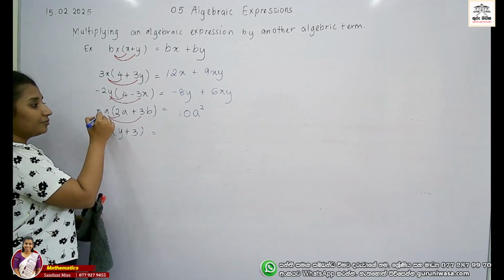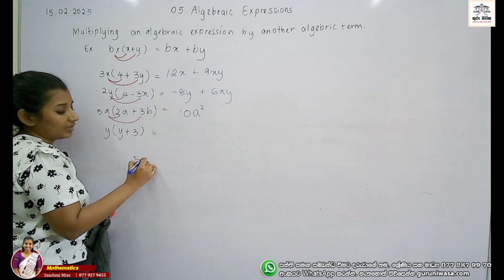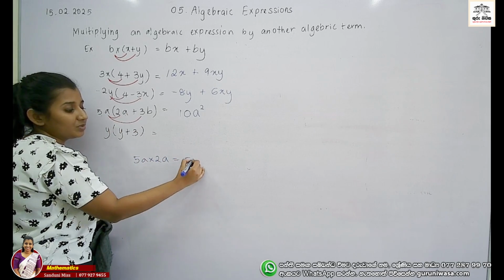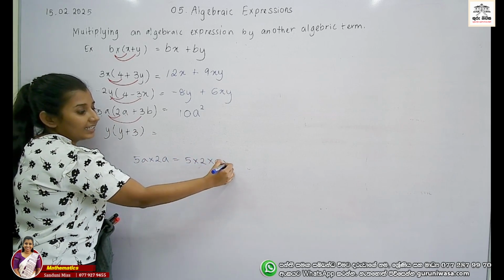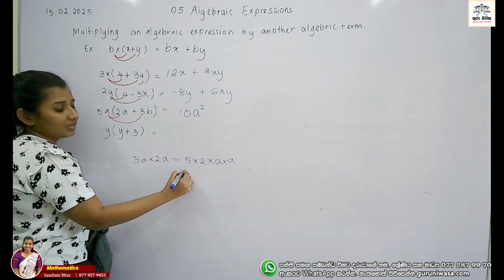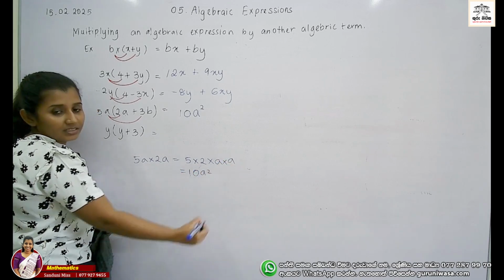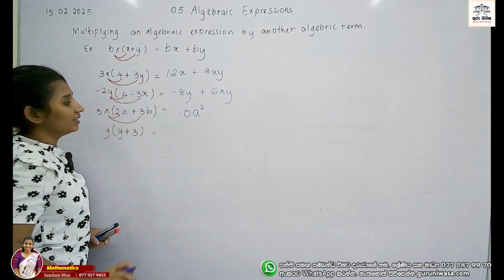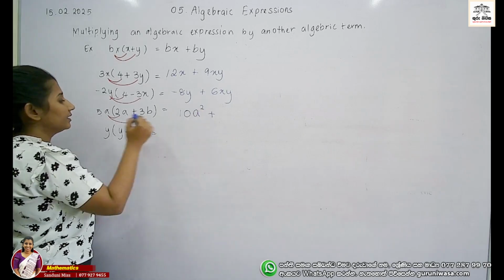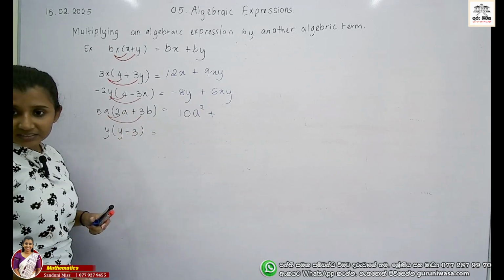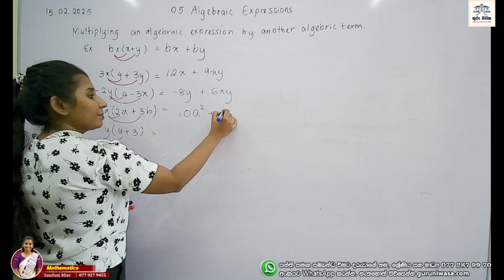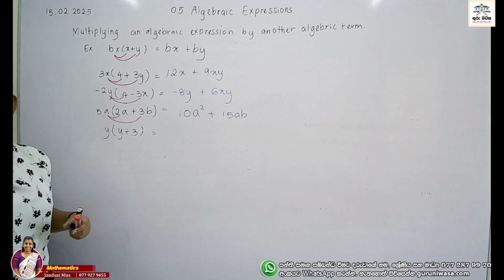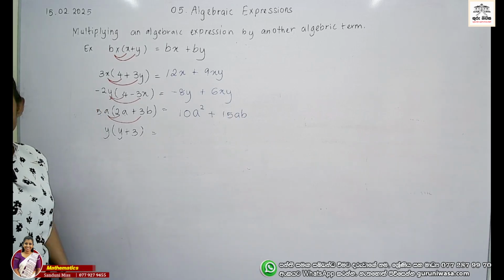Here you have 5a times 2a. 5 times 2 is 10, a times a, so here you have 10a squared. Okay? Right? Plus 5a times 3b is 15ab. Okay? Right. Last one.